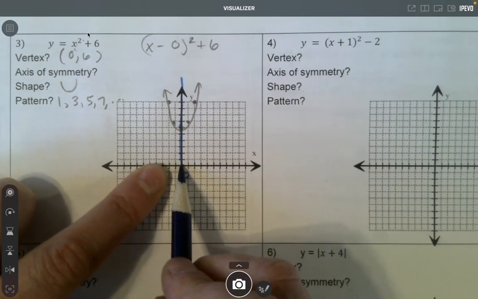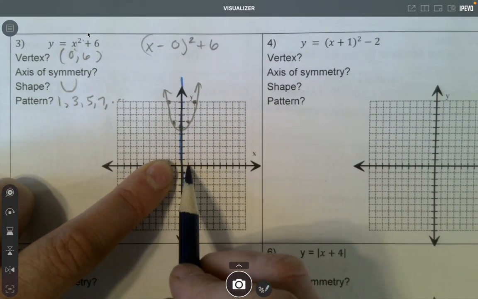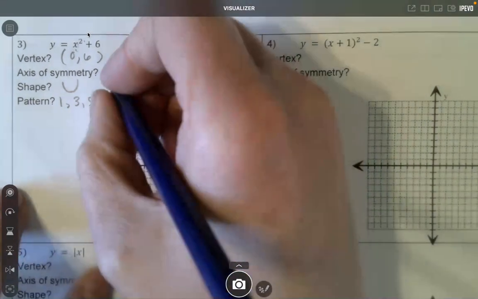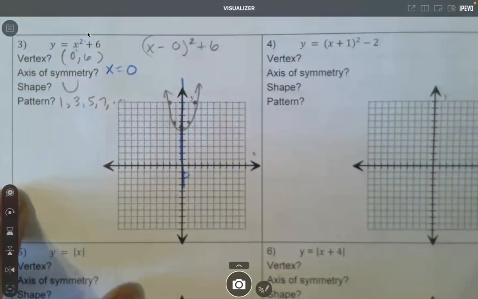This is 0 on the x-axis. So the x-axis goes 0, 1, 2, 3, 4, 5. We crossed it at 0, so it's going to be x equals 0.